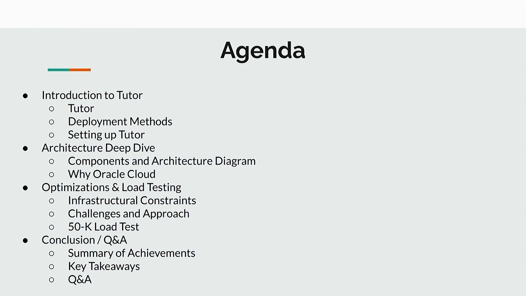In the third section of our case study, we'll discuss optimizations and load testing, the infrastructural constraints that we faced, and how we overcame those. And at the end of the third section, we'll discuss the load testing, which approach we took, and how we completed that. And at the end, we'll close the session with a conclusion and Q&A. Hopefully, you'll have questions for us at the end.